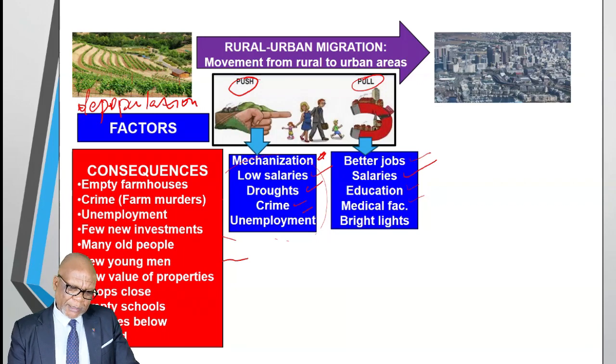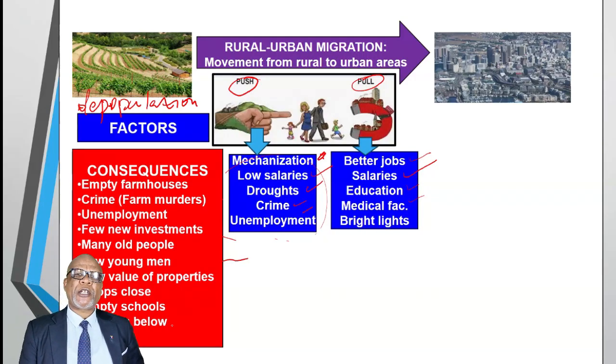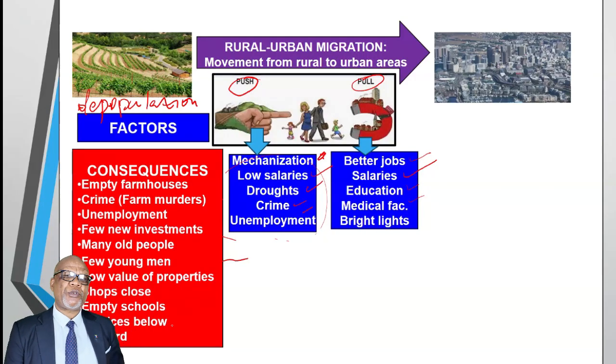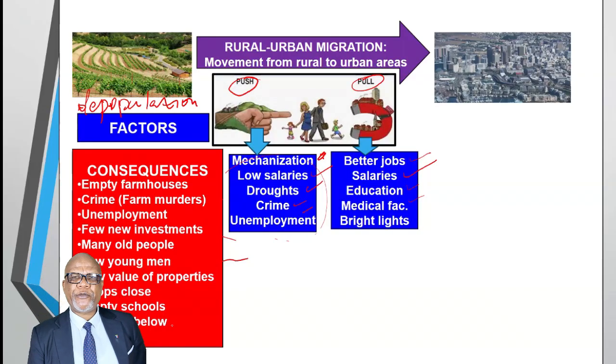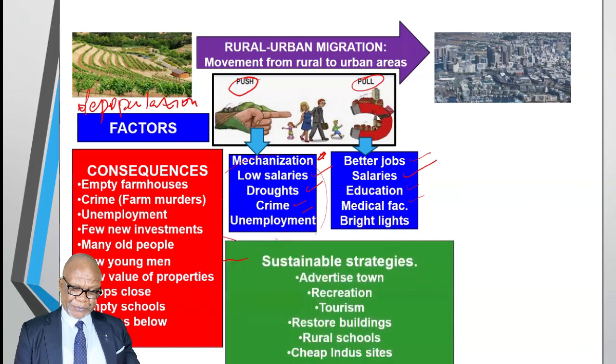Shops will close down, that results in unemployment. The schools will be empty and some schools will be merging because now there's fewer learners. Services will be below standards because now the municipalities are not going to spend more money. They will decrease the budget because the budget is going to be according to the number of people that must be served. So if we have fewer people, then we're going to have less budget for rural areas.